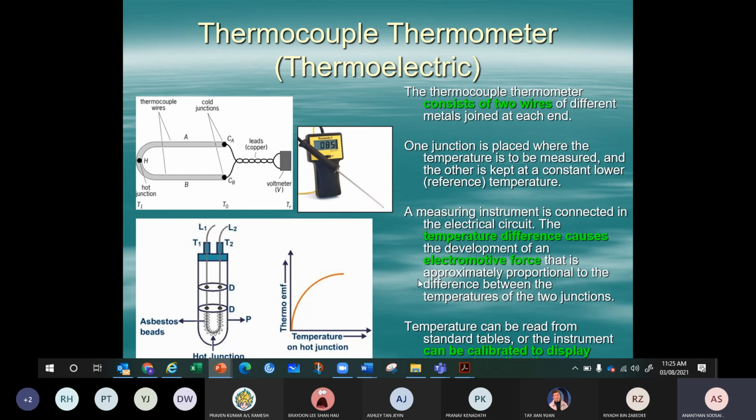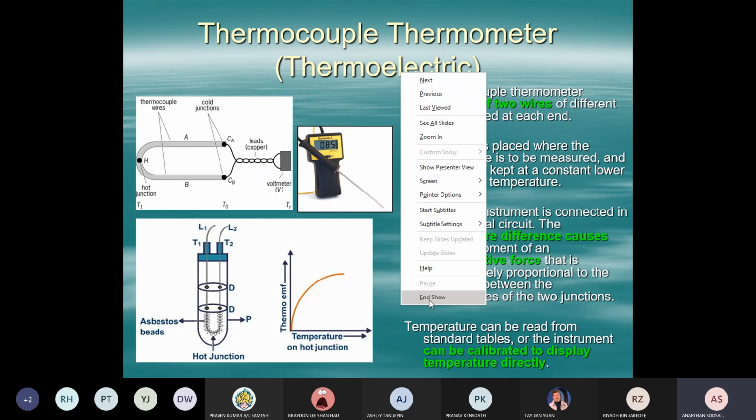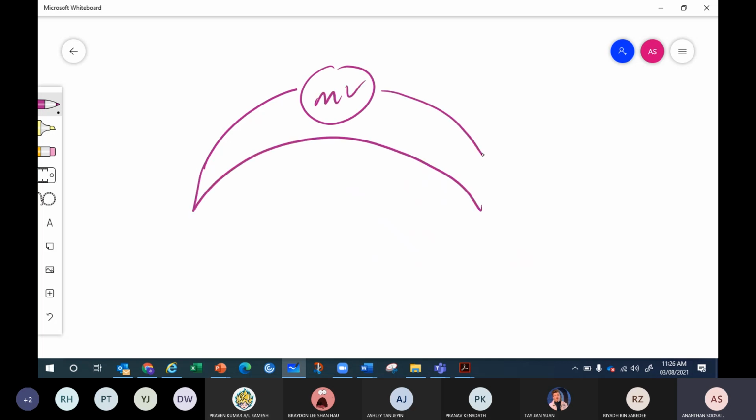To understand the thermocouple, I need to draw a picture here. A thermocouple thermometer consists of two wires of different metal joined at each end, like this. Okay, there are two wires. Let me show you. I draw the rough sketch of a thermocouple like this. You can draw one too. This is a thermocouple.